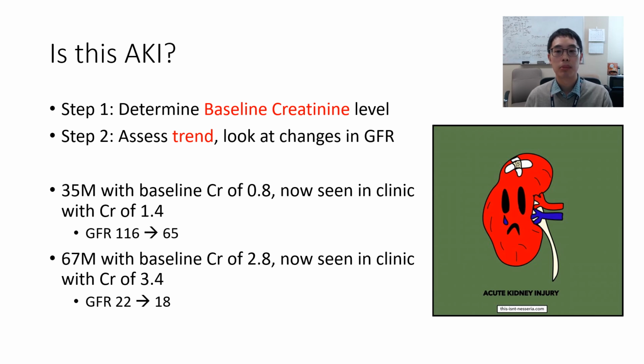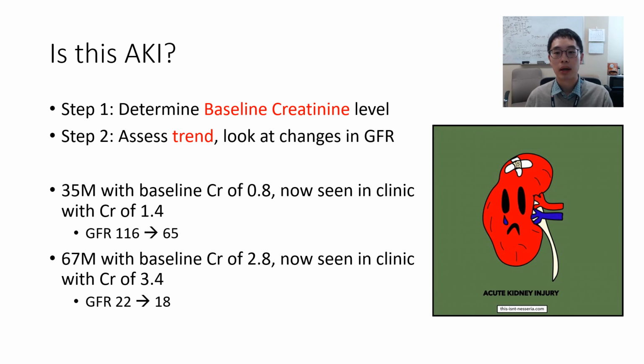Let's take these two examples here. In the first case, this young man's creatinine has increased from 0.8 to 1.4, and the calculated estimated GFR has decreased from 116 to 65, which signifies an almost 50% decrease in kidney function.